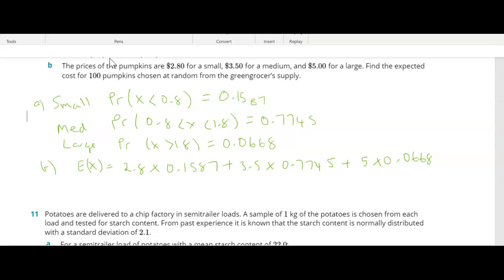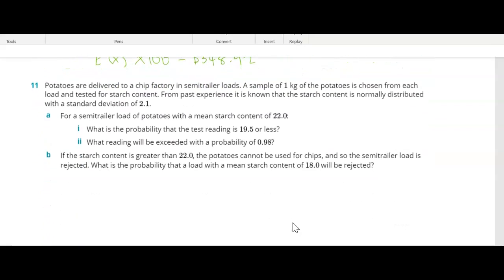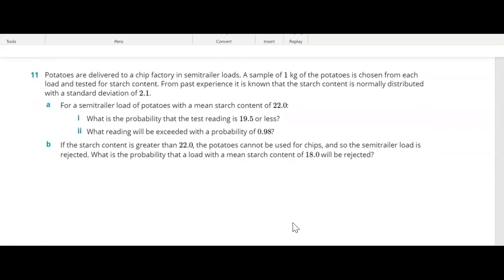If we want to know the expected cost for 100 pumpkins, we just multiply your expected value by 100. So just to save my computer from crashing on me, put all that into your calculator and then do your expected value times 100. All right, and you get 348.92. For the last 2 questions, I might just talk you through it just to keep the video a little bit shorter. But if you do have trouble, just please let me know.